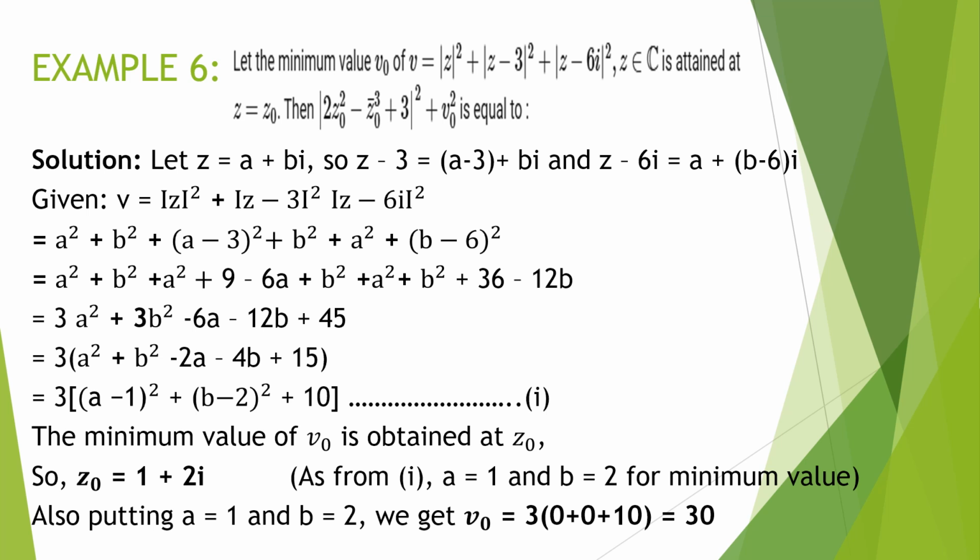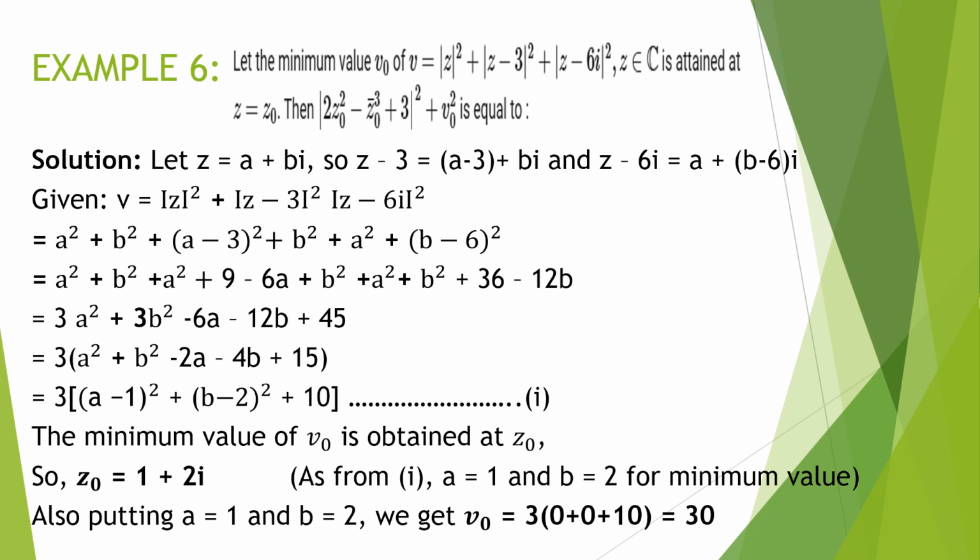Now we just try to simplify this. After simplification, taking out 3 common, what do we get? 3 into bracket a minus 1 whole square plus b minus 2 whole square plus 10. Why are we doing this? Because we have the terms 2a and 4b. So now you can write it as 3 into a minus 1 whole square plus b minus 2 whole square plus 10.